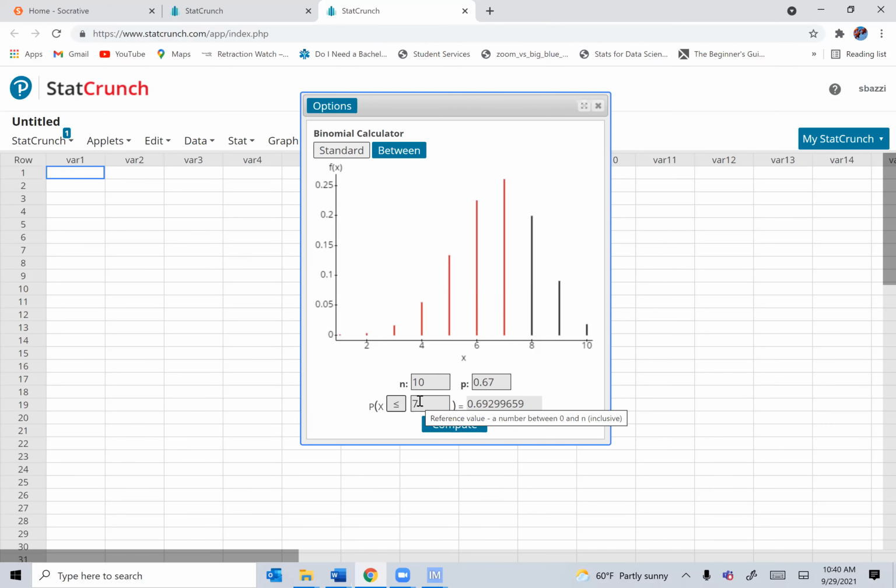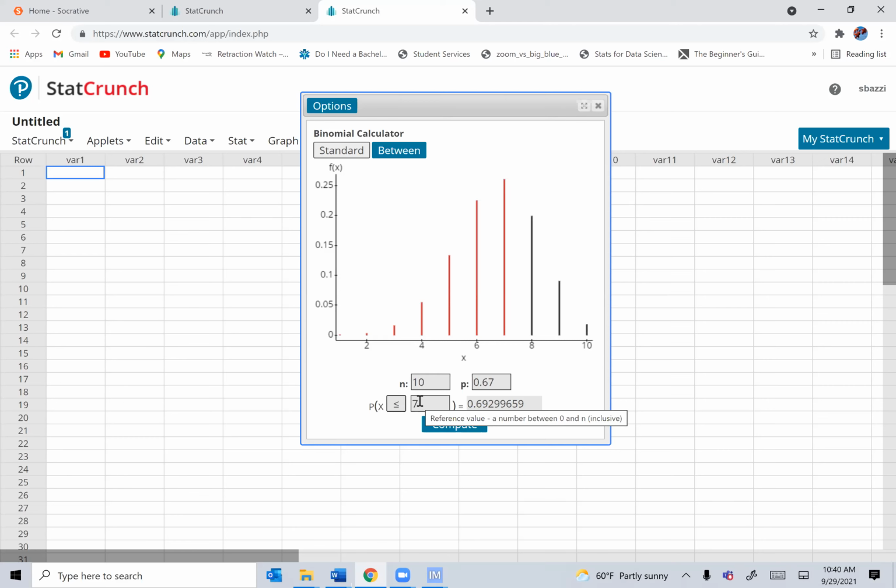Who can guess what the answer is if I say at most 10 of them? You should know what the answer is going to be. At most 10 means 10 or 9 or 8 or 7 or 6 or 5 or 4 or 3 or 2 or 1 or 0. Everybody add it together.